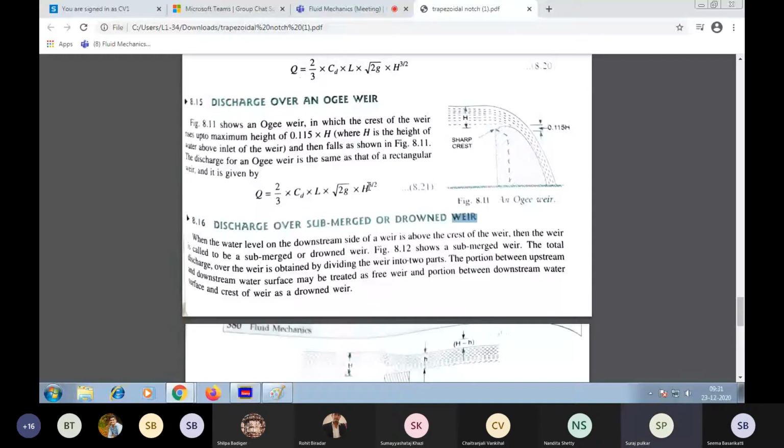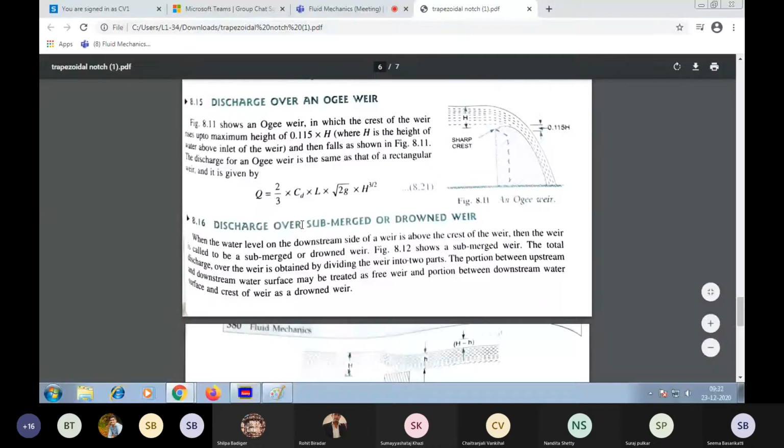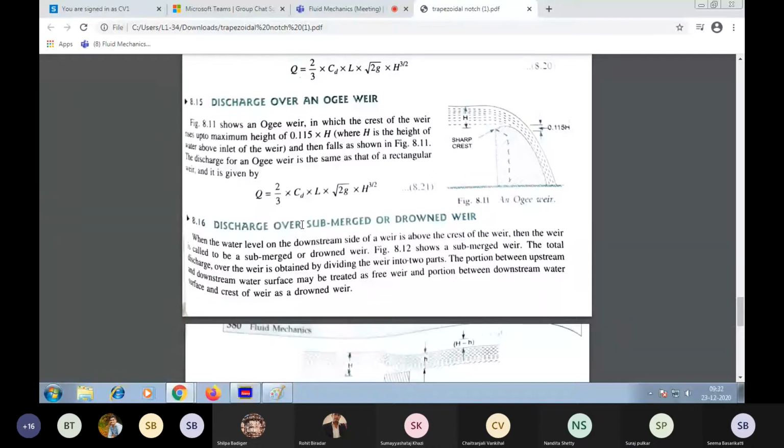Tell me the correct sentence. Any substance. I'm not talking about weir, I'm talking about the general. So any substance which is inside the liquid, we can't say whether it is water only. So any liquid. So the surface which is inside the liquid is called submerged or drowned.